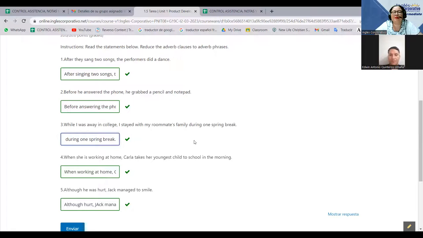Are we doing well? Yes. Okay. Let's go to number four. When she is working at home, Carla takes her youngest child to school in the morning. This she is the same as Carla, so we can reduce it. We remove the subject and the be, and we are left with when working at home and everything else.